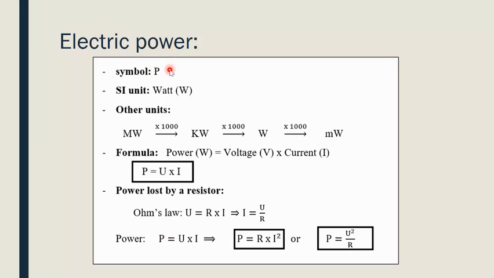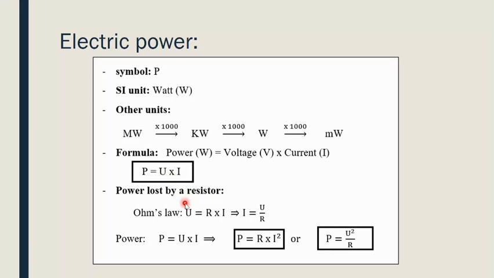Electric power is given a symbol, the letter P. Its SI unit is watt, W. It has also other units, the megawatt, kilowatt, watt, and milliwatts. To calculate power, you have to multiply the voltage with the current. The power equals U times I. U is used in volts and I in ampere.